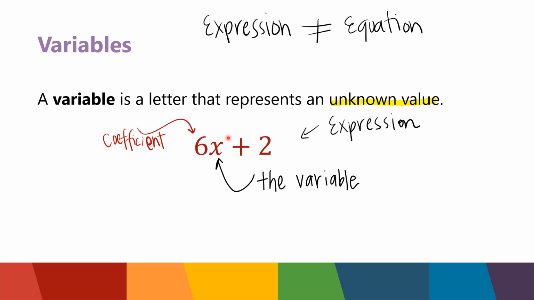X is our variable. Our operation here is addition, so that plus is indicating the operation. And 2 is just a constant. A constant is a number without a variable, a number that is not attached to a variable. The 6 is attached to the variable, so it's called the coefficient. The number that is not attached to a variable is called the constant.